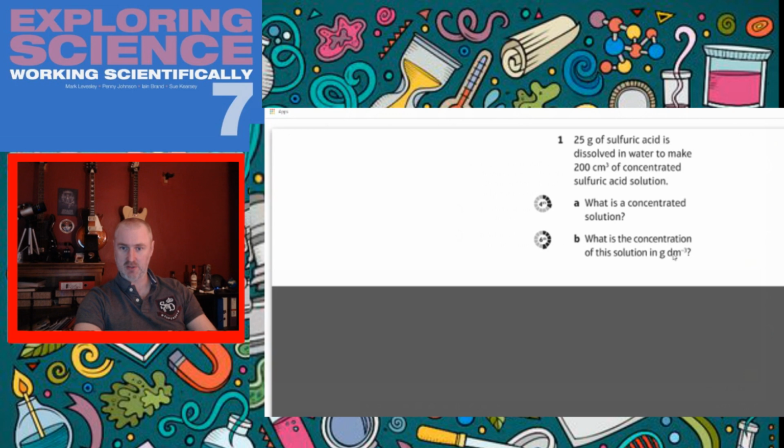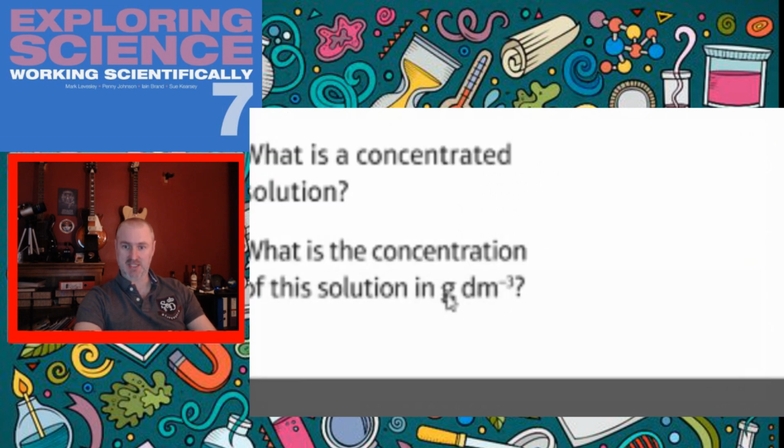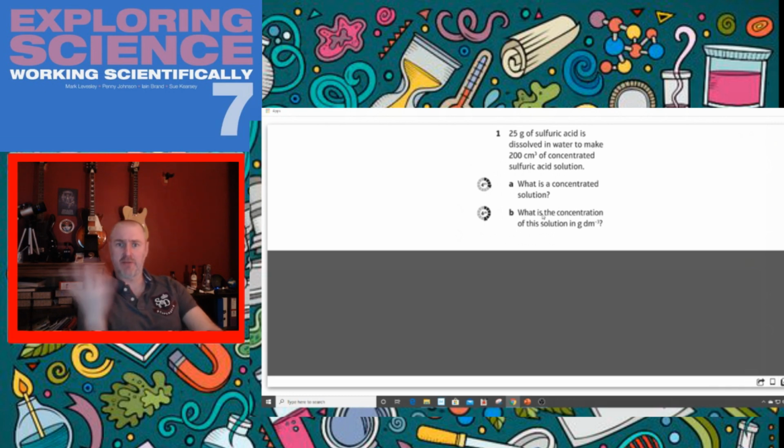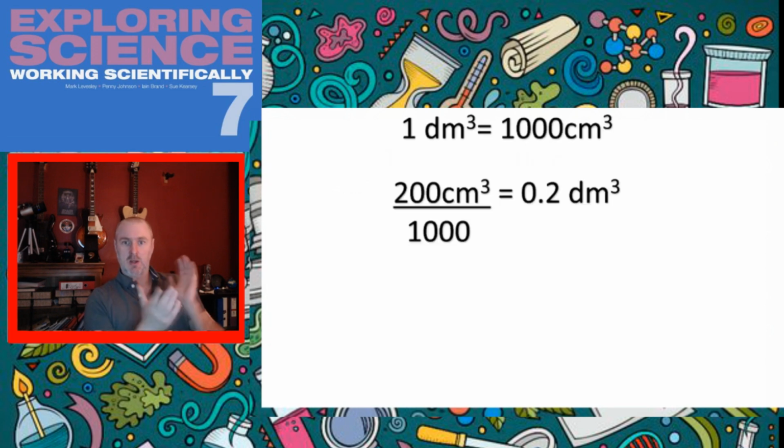And if we look at the question, that's what it's asking us to do: grams divided by decimeter cubed, because it's got that little negative in there. So how do I get my decimeter cubed? I know that my grams are 25 and my volume is 200 centimeter cubed. So how do I turn that to decimeter cubed? Well, I've got to be aware that 1 decimeter cubed is 1,000 centimeters cubed. So if I want to convert from centimeters cubed to decimeter cubed, I'm going to divide by 1,000. In this case, I'm going to divide my 200 centimeter cubed by 1,000 to give me 0.2 decimeter cubed.